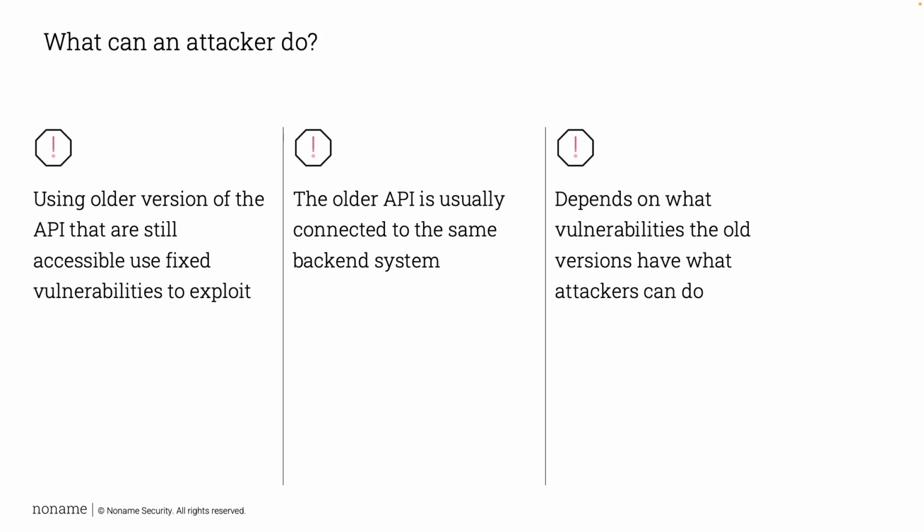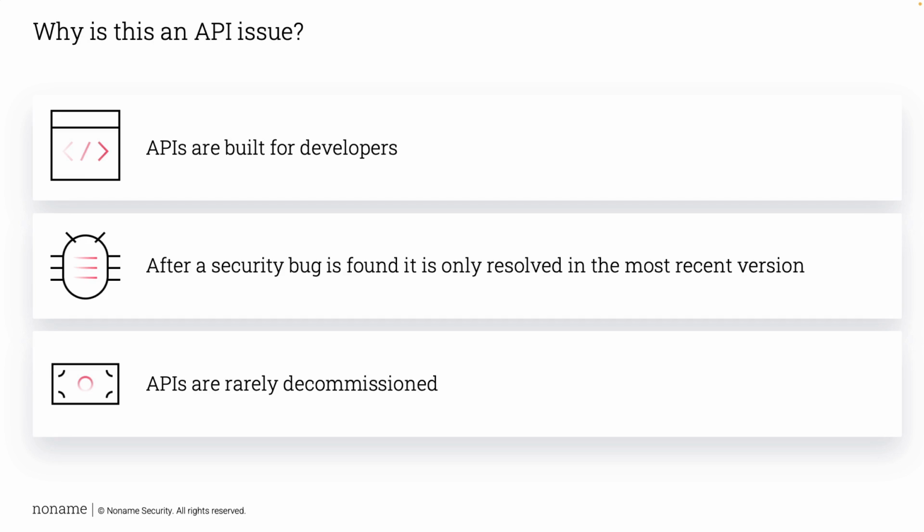And there's a very practical reason why, obviously, we don't want to break third-party applications that may be relying on that API, but it may be worth considering, should we fix an older version of the API for this security issue? Fundamentally, APIs are built for developers, and after a security bug is found, it's usually only resolved in the most recent version. Because APIs may not be decommissioned or may be decommissioned on a timeline, these third-party developers, we don't want to break it for them, will often have security bugs that are left unresolved.